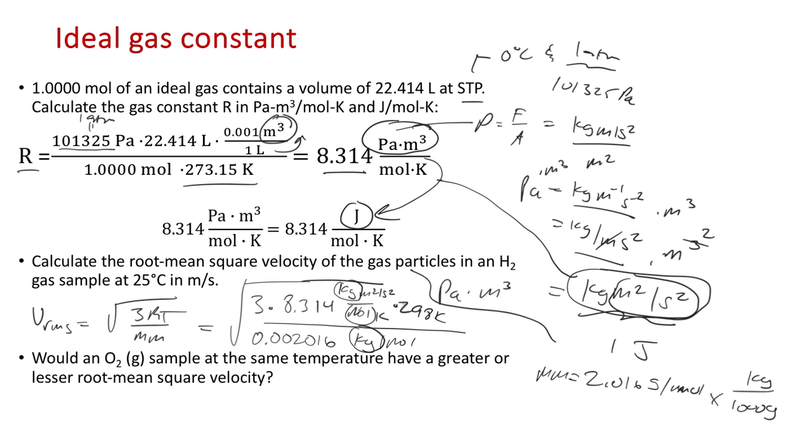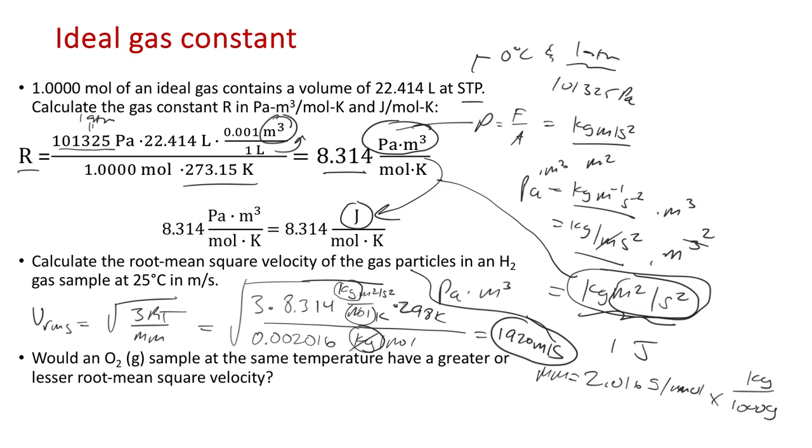Okay, so if I take 3 times 8.314 times 298 and then divide it by 0.002016, I get that number, and I need to take the square root of it. So I take the square root, and I get 1920. So this works out to be 1,920 meters per second. So about 2,000 meters per second is that root mean square velocity for a sample of hydrogen gas at room temperature.